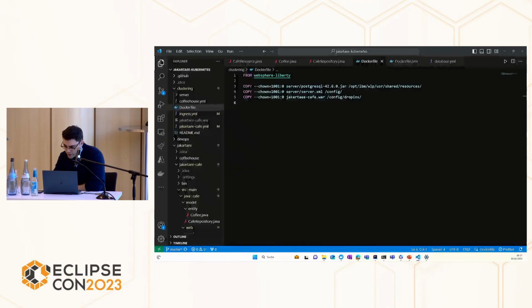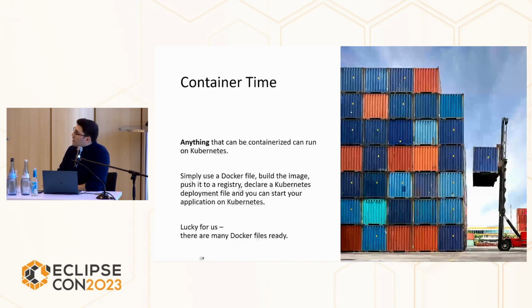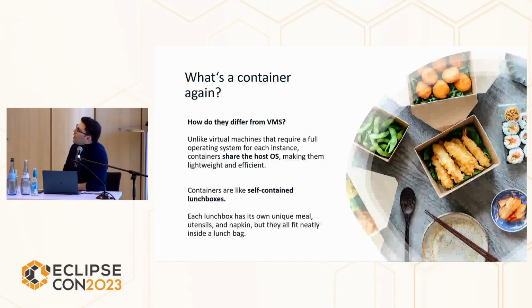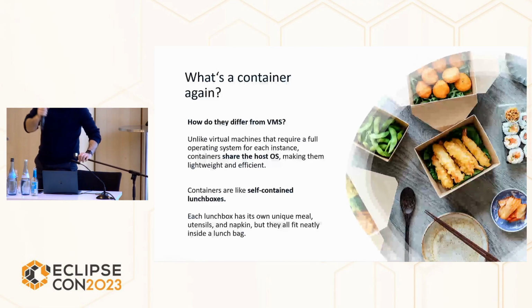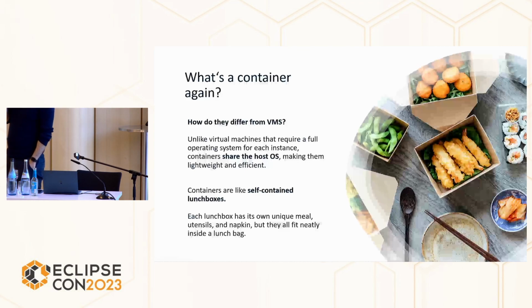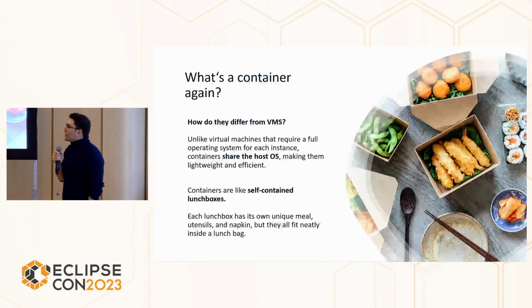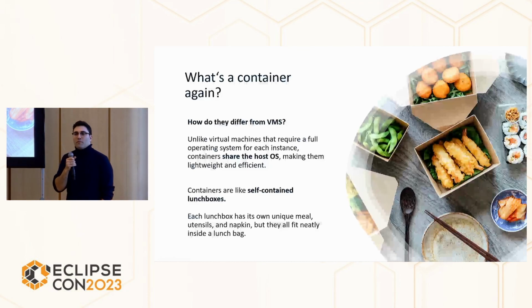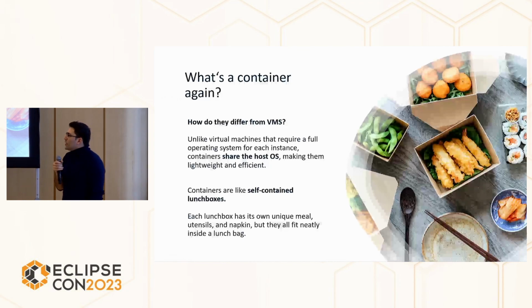So speaking of local registry, when you have a container, some people might ask, what's a container? How do they differ from VMs? A big difference is that virtual machines require a full operating system for each instance. Containers share the host OS. So they're super lightweight and efficient. And containers are like self-contained lunchboxes. That's how I like to think of them, and when I talk to customers, that's how I explain them. Each lunchbox is unique. You have your meal, your utensils, your napkin. But you can package them and just put them in a lunch bag, and they'll work. You don't have to worry about them. You just take them with you, open them up again, and you're good.